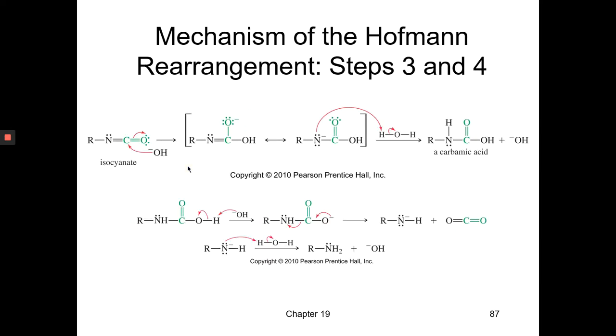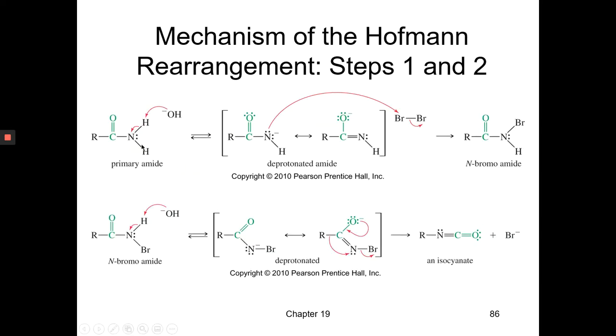The first step is hydroxide removes one of these hydrogens off the amide. This can only be done with primary amides. The negatively charged nitrogen then picks up a bromine. Hydroxide removes a second hydrogen, which is rendered even more acidic by the presence of this nearby bromine. And then we have an alkyl shift and a rearrangement. And this gives us an isocyanate.